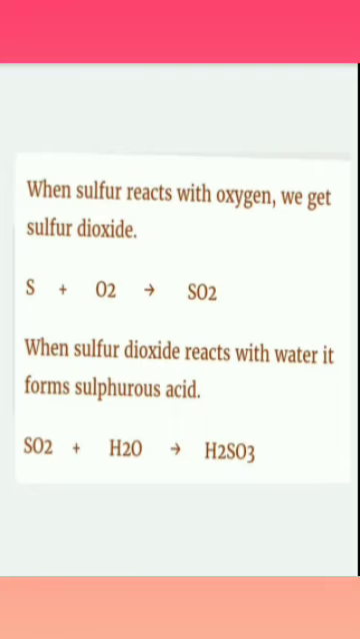Then once again I recall it. When sulfur reacts with oxygen, we get sulfur dioxide. Sulfur plus oxygen gives sulfur dioxide. When sulfur dioxide reacts with water, it forms sulfurous acid. SO2 plus H2O gives H2SO3.